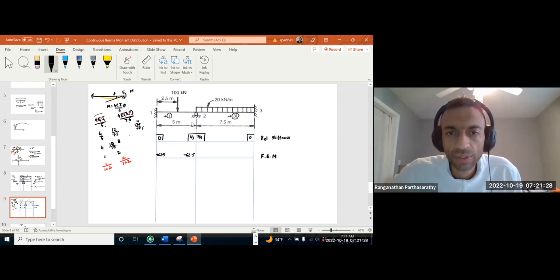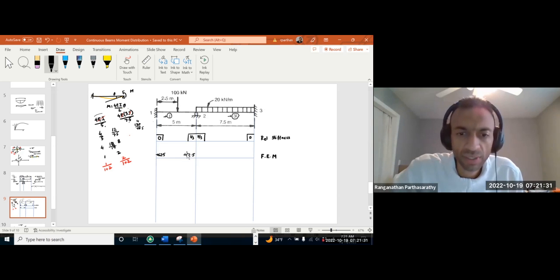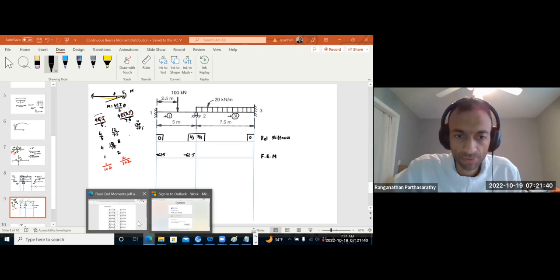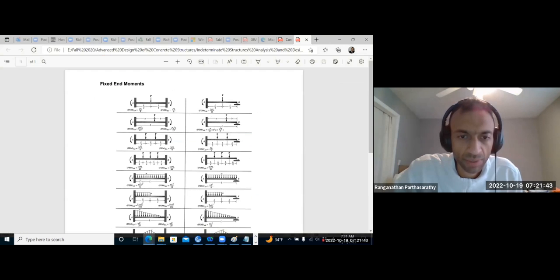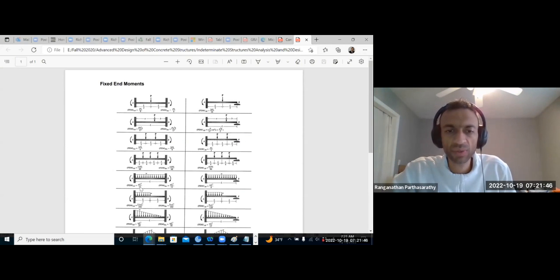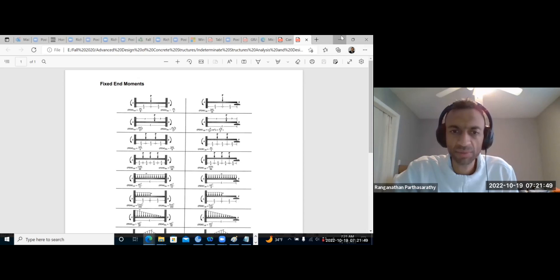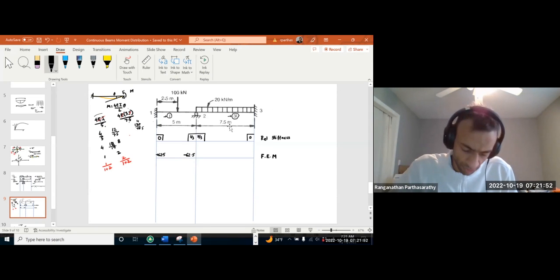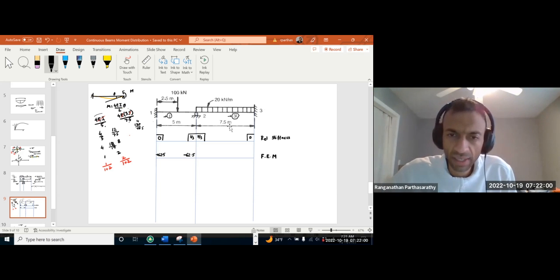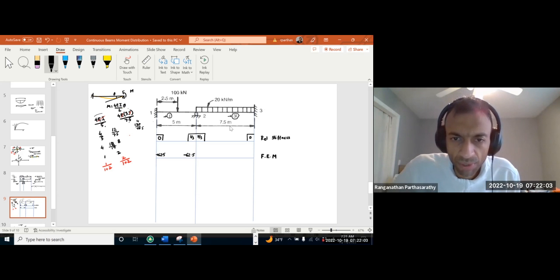And for the uniformly distributed load, fixed end moment is WL square by 12. Again, many of you may remember this, it's frequently used. W is 20, L is 7.5, WL square by 12 is 93.75. So positive, negative.